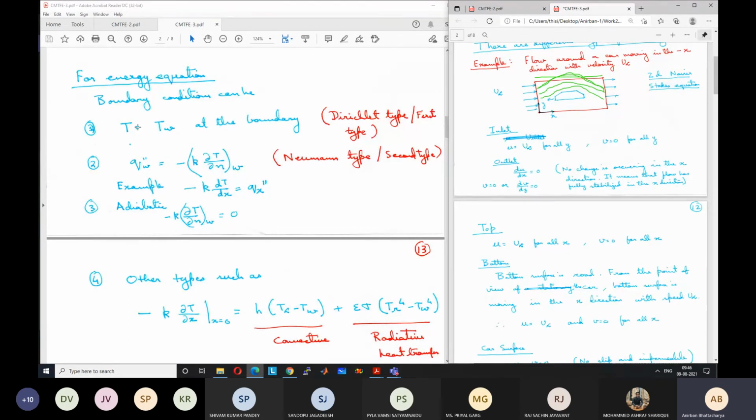So we can just provide the temperature values at the boundaries: 30 degrees at all the other walls, and one wall is 100 degrees centigrade. This type of simple boundary condition is known as the first type of boundary condition, or Dirichlet boundary condition.